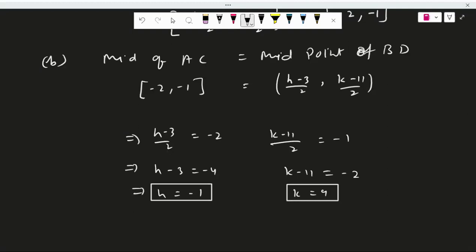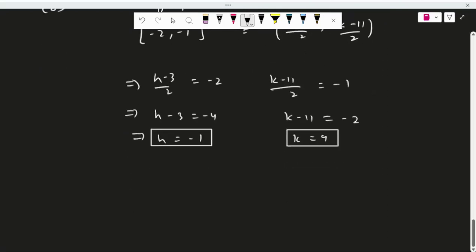Understood? So this will be the coordinate of D. The coordinate of D is (-1, 4).